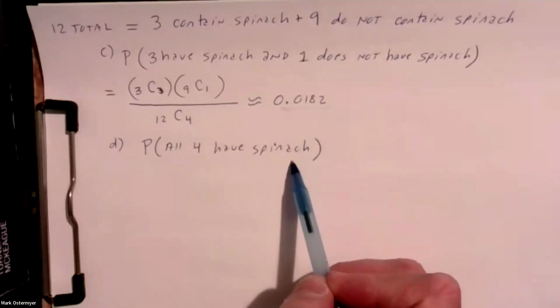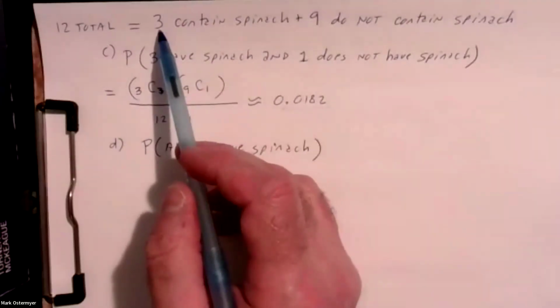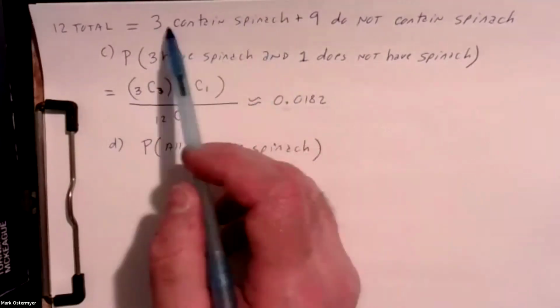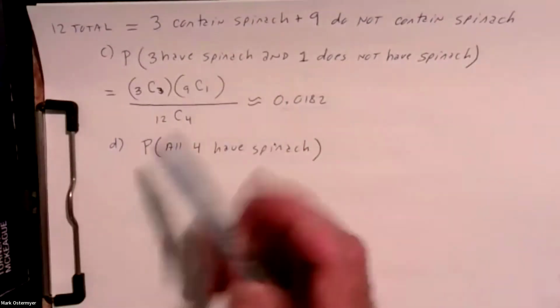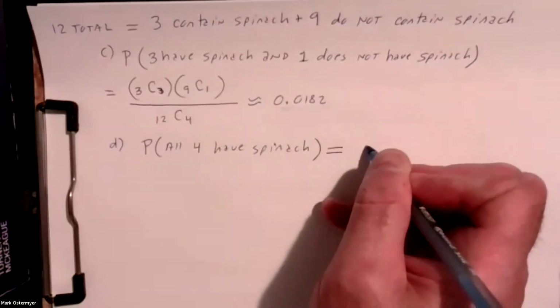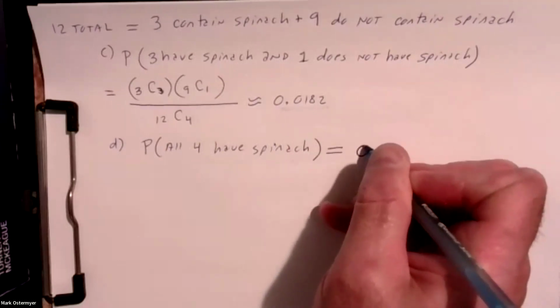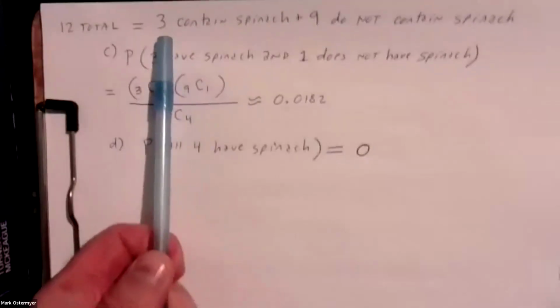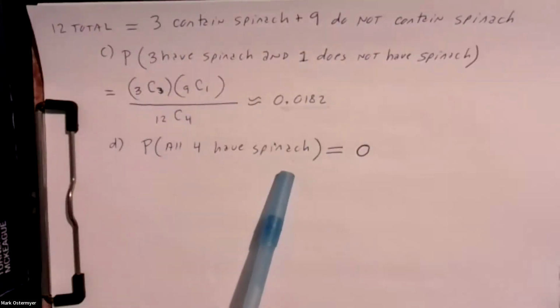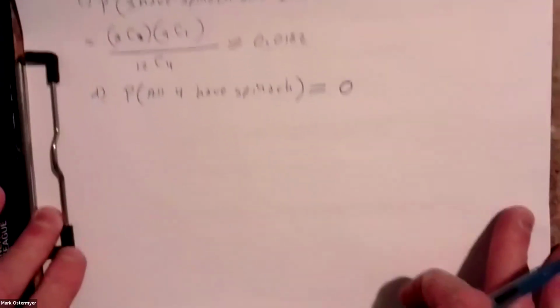Now, what is the probability that all 4 of my randomly chosen entrees from 12 have spinach? Ladies and gentlemen, there is no calculation necessary for this problem, because if you think about it, we only have 3 of the 12 that have spinach. How is it even possible then to choose all 4 that have spinach if only 3 are available that have spinach? The answer is 0. Did anybody get that? That's your answer. That's impossible, because we only have 3 of the 12 that contain spinach. You cannot choose 4 that all have spinach then. It's impossible.